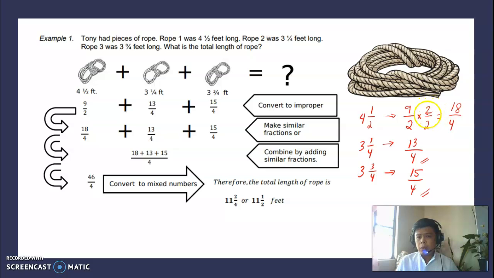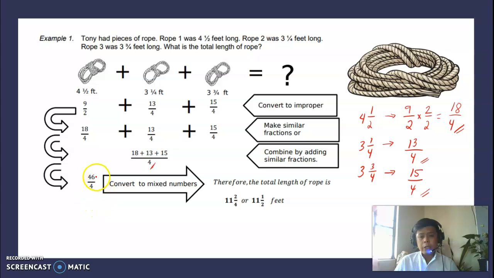Kasi, ang 2 over 2, ang katumbas niya kasi ay 1 lang din naman, di ba? So, 1 times the number is the number itself. So, yung value niya, ganun din yan. Kumbaga, hinanap natin yung equivalent fraction niya para lahat silang tatlo magkakamukha na ng denominator na 4 para mas madali silang i-add. Okay, sabi nga dito, make similar fractions. So, yung 4, dahil lahat sila ay 4 na ang denominator dito. So, you have 18 plus 13 plus 15. So, magiging 46 yan pag pinag-add natin over 4.